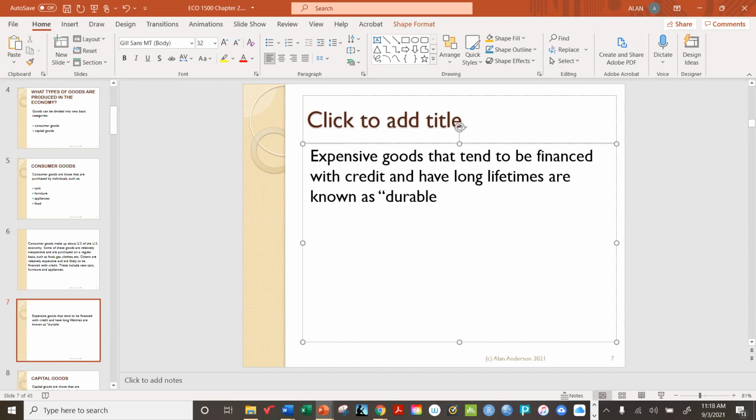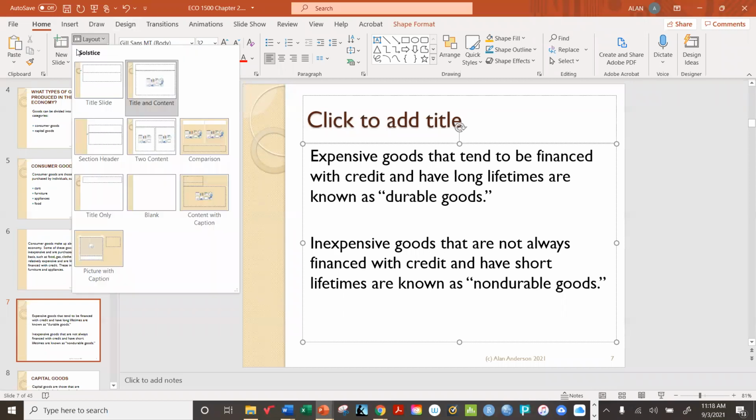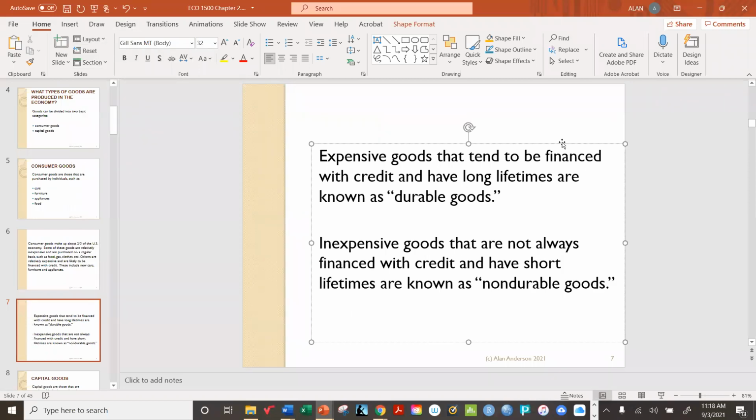durable goods. The word durable, of course, means something that's strong or solid. Inexpensive goods that are not always financed with credit and have short lifetimes are known as, very simply, non-durable goods. So pretty much all goods that you might buy fall into one of these two categories. Now, why does this matter to economists? I'll tell you why.